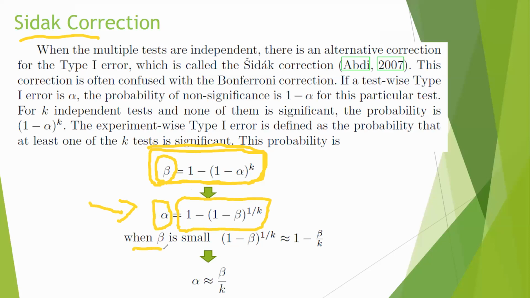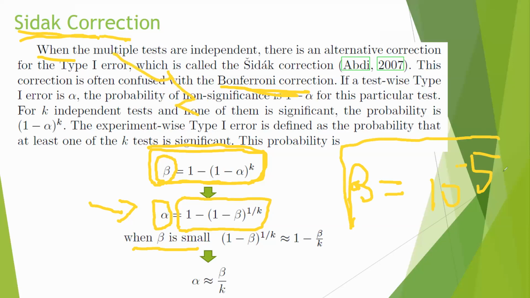When beta is small, meaning the family-wise type 1 error is small, these two corrections are actually identical. For example, if the family-wise type 1 error is 10 to the minus 5, then these two corrections are identical. But usually we do not use such a stringent family-wise type 1 error. We use beta equal to 0.05. If you use this, you can calculate your alpha. This is a very soft, relaxed correction for multiple comparison, right?